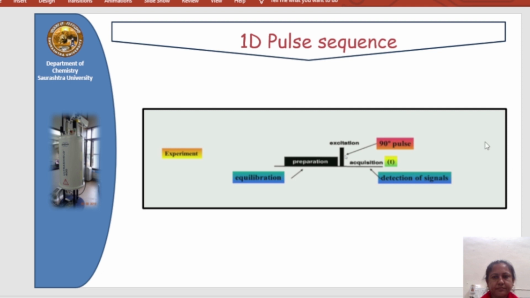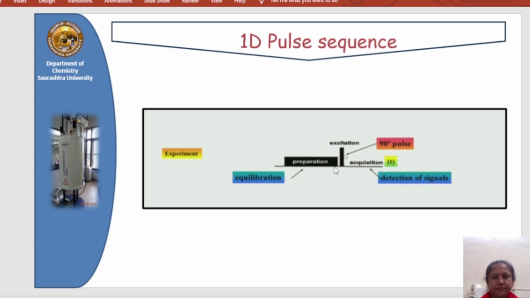This is the pictorial diagram of the pulse sequences and the whole experiment done in NMR recording. When we insert the sample in the magnet, we have to wait for some time. That is called the preparation delay, or delay, to establish an equilibrium situation. If we give some delay to establish the equilibrium, that is known as the preparation delay.